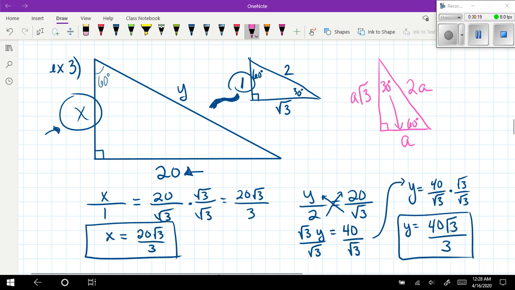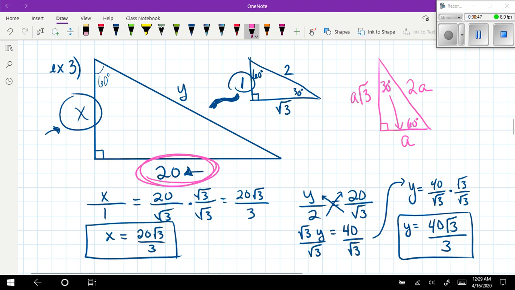Okay, so just to bring you back to this question then, if all I had was this 20 right here on the long leg, I should know enough to take 20 and divide it by root 3 to get my short leg. And look at the proportion that I set up. It actually does say 20 divided by root 3, doesn't it? And then you rationalize, and you get 20 root 3 over 3. That gives me the short leg.